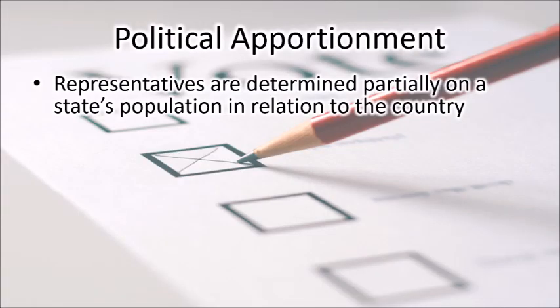Now, how do they come up with the number of representatives based on population? Well, that has changed several times throughout our nation's history. Representatives are determined partially on the state's population in relationship to the rest of the country. But that's not the entire way that it works.